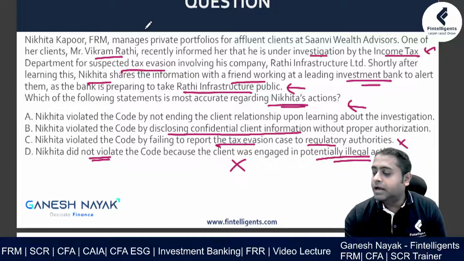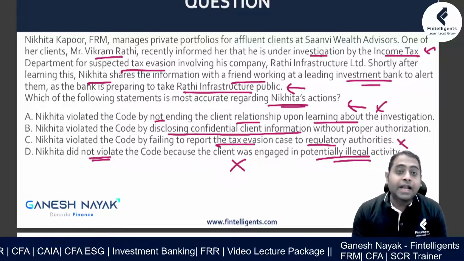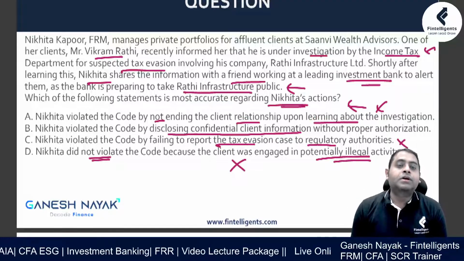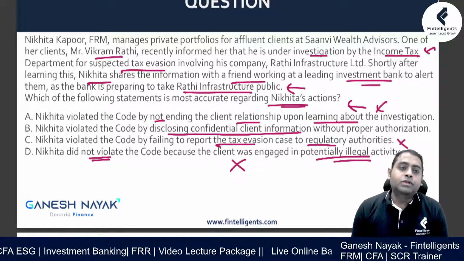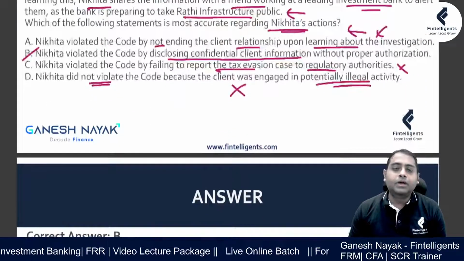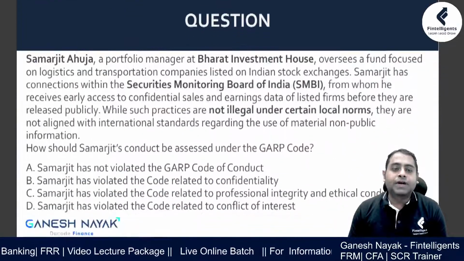Next, not ending the relationship. Again, why should she end it? It is not proved that there is tax evasion. It is just an inquiry, so there is no logic in that. So the answer is going to be what? B. Correct? All good? Look at this next question, fast.